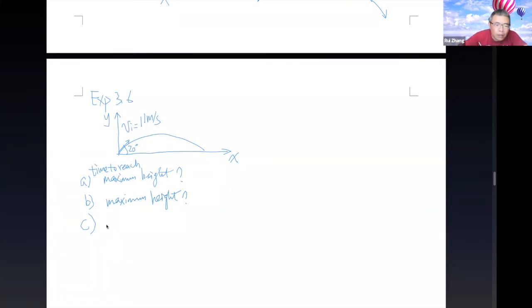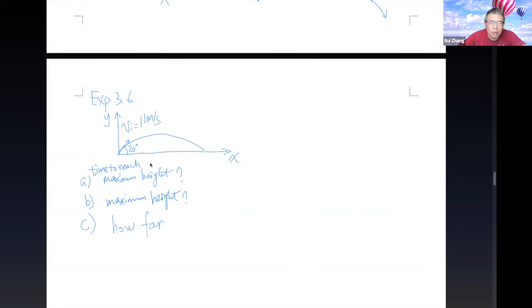So anyway, and C is how far it goes. Okay, basically horizontal distance, right? So we have these three questions. Okay, now how do we answer them? Again, we have some unknowns, we have something given. So you make connections between these based on the relevant physics we learned. Well, in this case, we're talking about projectile motion.